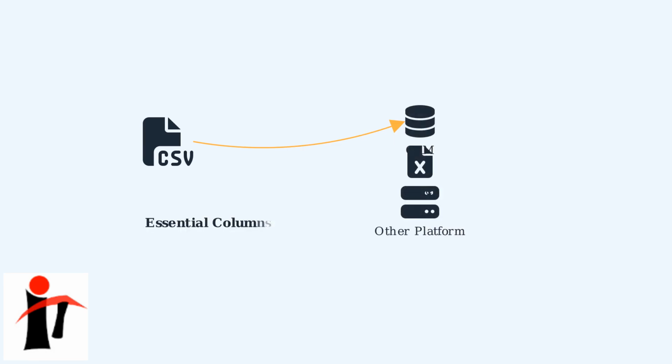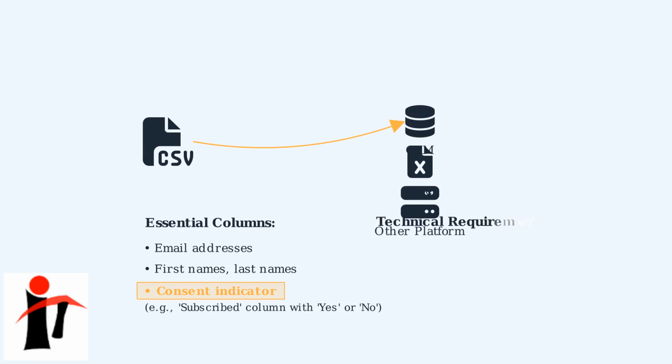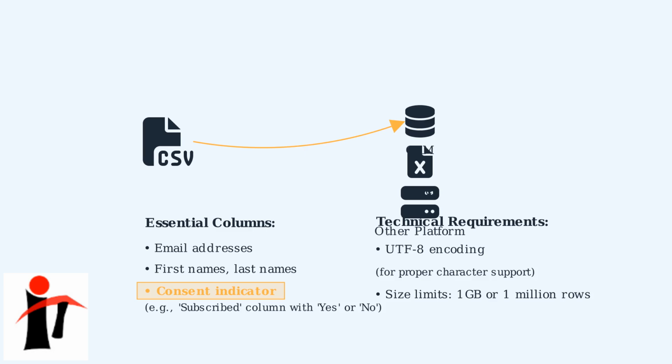First, prepare your CSV file. Export it from your CRM, Excel, or other platform. Essential columns include email addresses, first names, last names, and most importantly, a consent indicator like a subscribed column with yes or no values. Ensure your file is UTF-8 encoded for proper character support and stays under Brevo's size limits of 1 GB or 1 million rows.